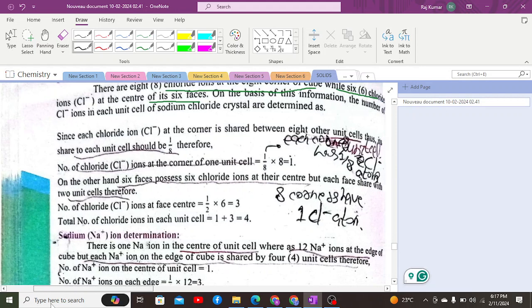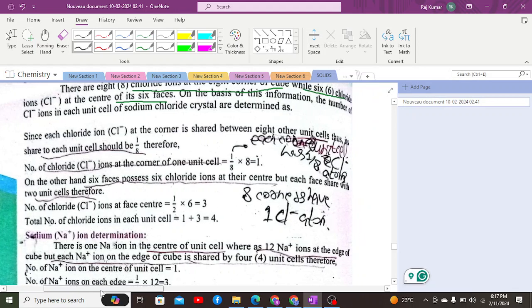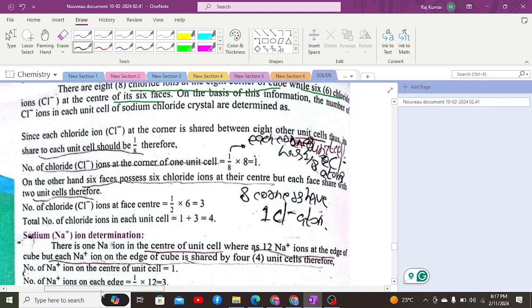This is how we'll classify it. Now when it comes to face centered cubic, on the other hand, six faces possess chloride ions at the center, but each face possesses two unit cells. Therefore we can say that there are six chloride ions, and each chloride ion is shared by two of the faces.